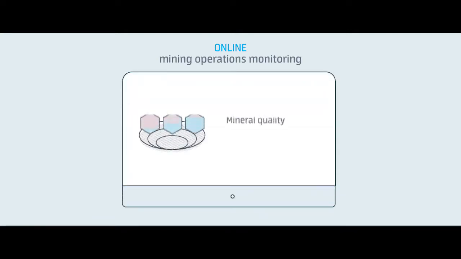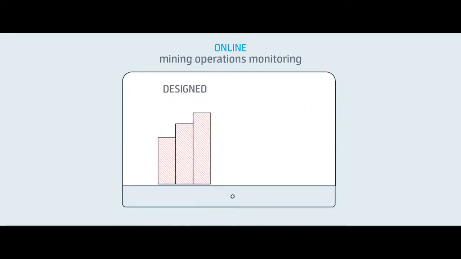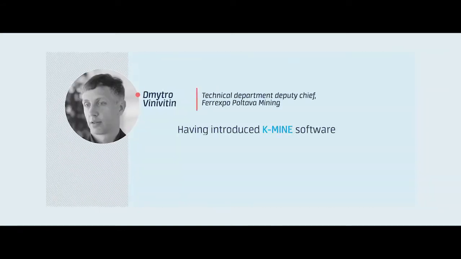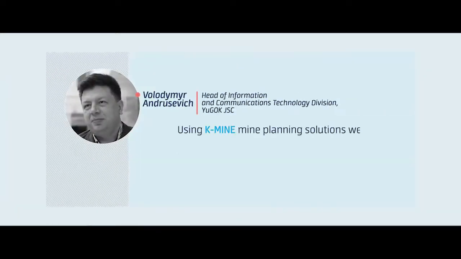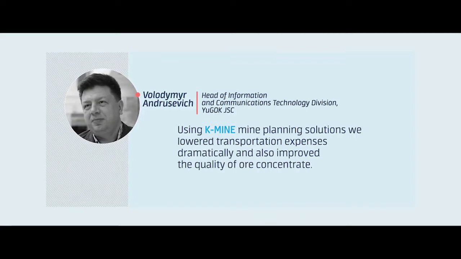For decision makers at all levels, we offer a customized version of Combine with a simplified interface. It collects real-time quantity and quality data across operations. The system enables you to track production activities and to plan, thus making it easier to make decisions promptly and objectively. Having introduced Combine software across our company, we diminish uncertainty and reduce time for decision-making by up to 20%. Using Combine mine planning solutions, we lower transportation expenses dramatically and also improve the quality of ore concentrate.